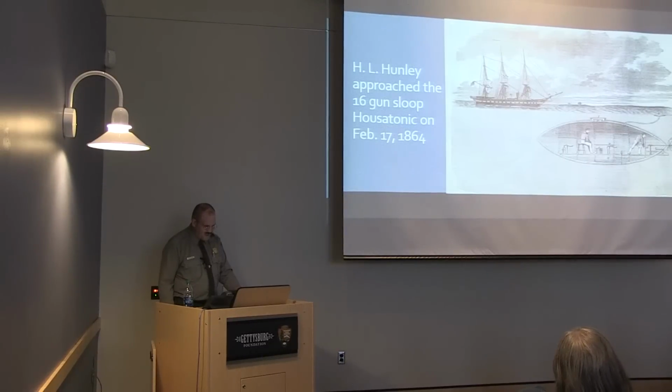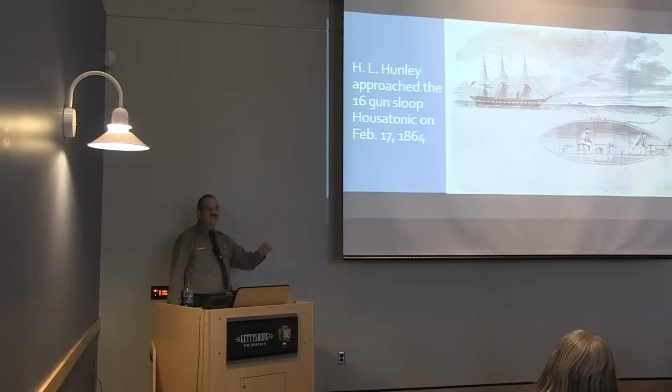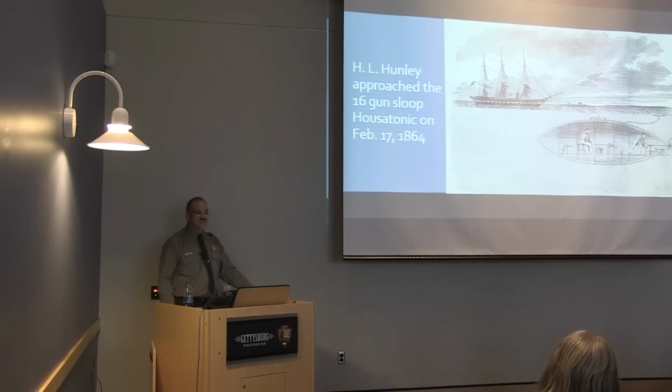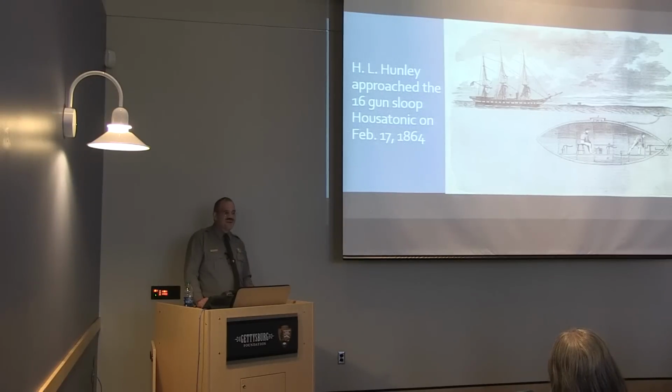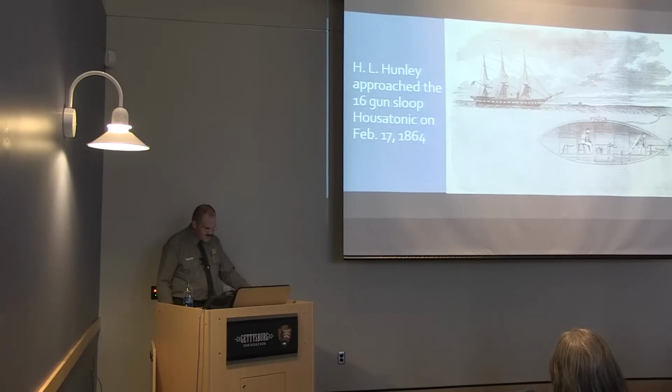But after dark, the Hunley approached the USS Housatonic, a 16-gun sloop of war, on February 17, 1864 in Charleston Harbor, and successfully planted the spar in the ship and sunk it. And the significance was this was the first example in human history, as we talk about the first modern war, the first example in human history of a submersible vessel, a submarine, destroying any sort of floating vessel. And in this case, they destroyed a sloop.